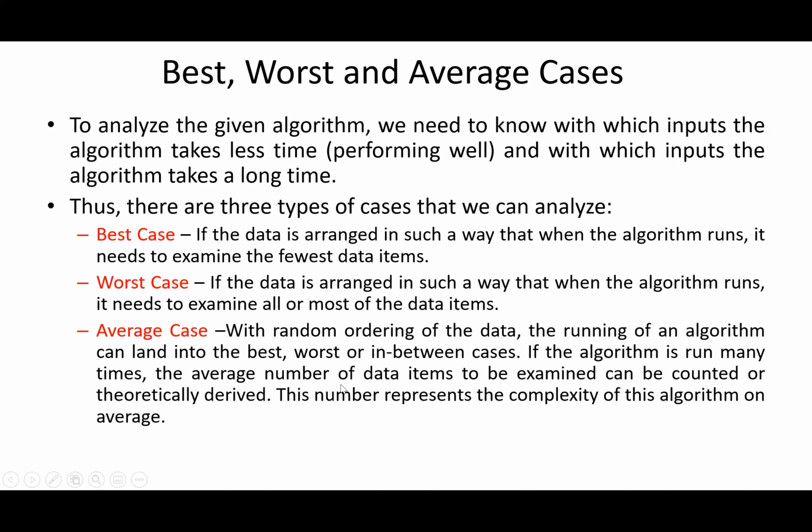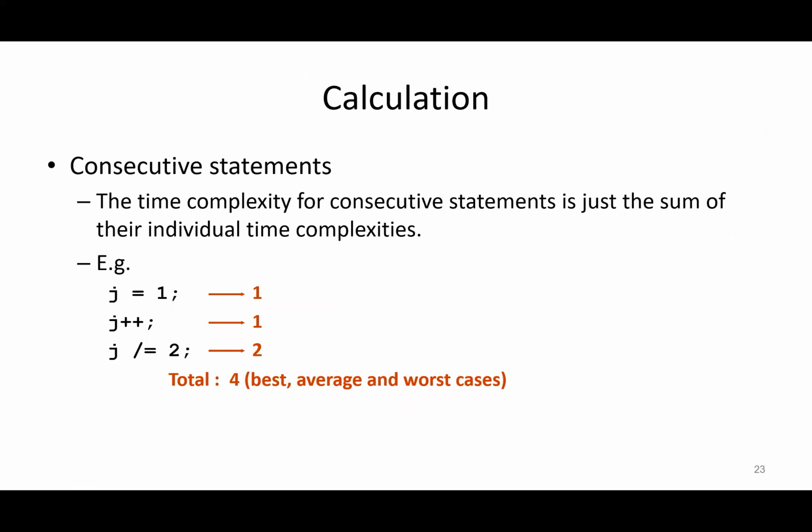An average case will be with random ordering of the data. You run the algorithm where it can land in best, worst, or in between cases. Then you just run the algorithm many times and try to find out the average case. So average is somewhere between your best case and your worst case. When we measure the algorithm, sometimes we will look at, if I have the best case scenario, what is my big O? If I have the worst case scenario, what is my big O? And also the average case, what is my big O?